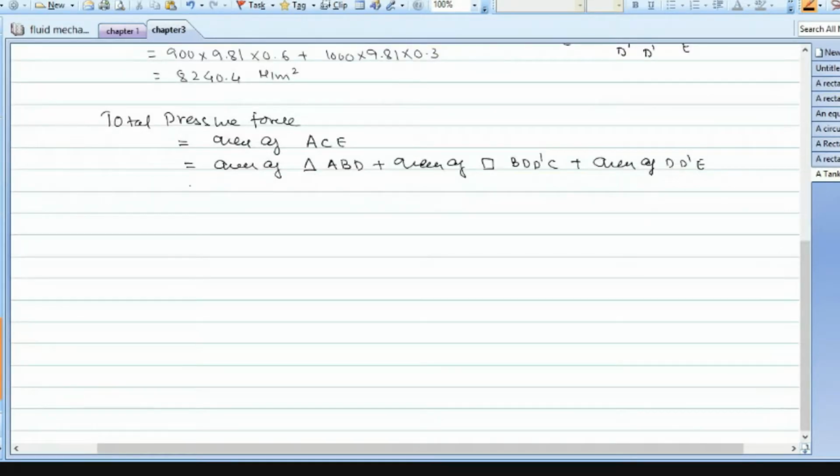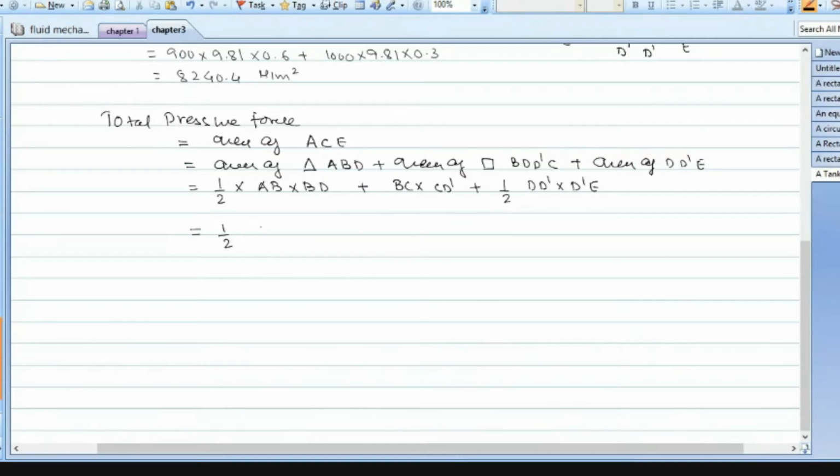So the area of the triangle is 1 by 2 base into height. So we get AB into BD, that is base into height, plus the area of the square, which is width into height, so BC into CD', plus the second triangle, that is 1 by 2, where the height is DD' and the base is D'E. So now we put down the values, 1 by 2.